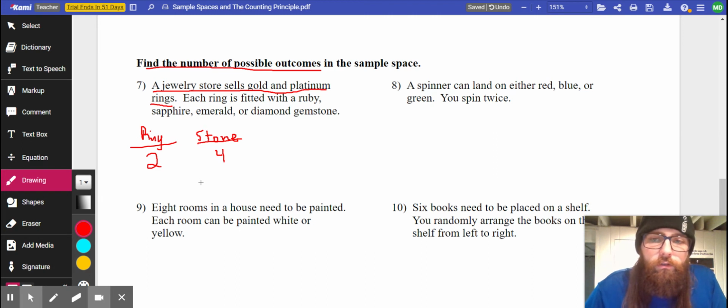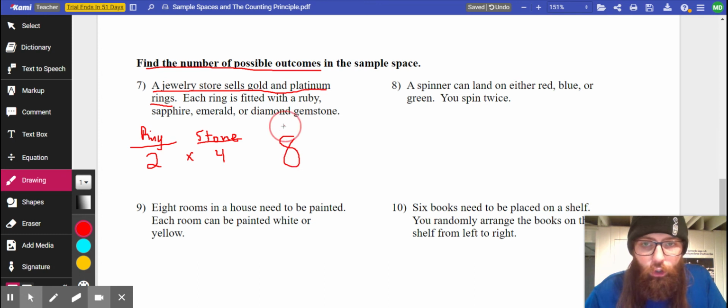So if I have 2 ring types and 4 stone types, what do I do to figure out how many rings I can make? Just multiply the two numbers. 2 times 4 is 8. There are 8 possible rings I can make in this situation.